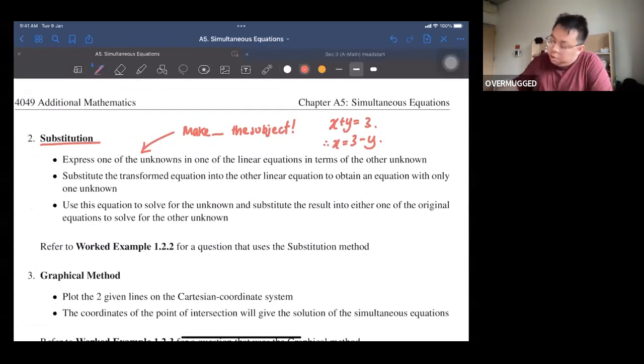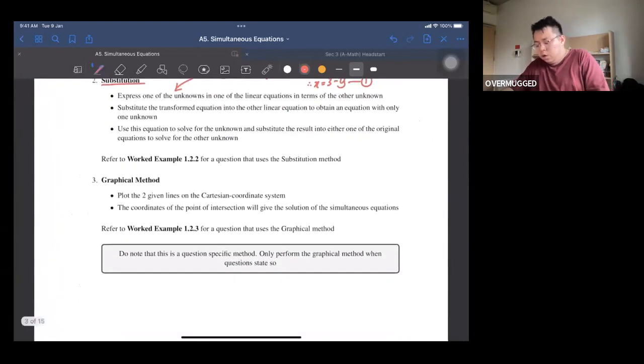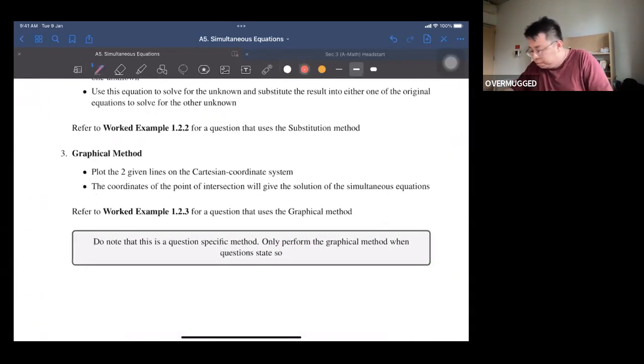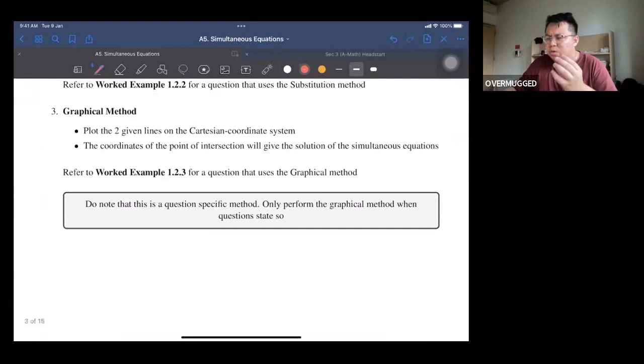Okay, and then what I will do is to call this an equation and then throw it into my other equation. Once you throw it in, okay, the whole equation will only have y, and now you can solve just like the previous thing. Okay, now let's talk about the last one, okay, which is this. Now this one is a little bit different, so just take note of it.